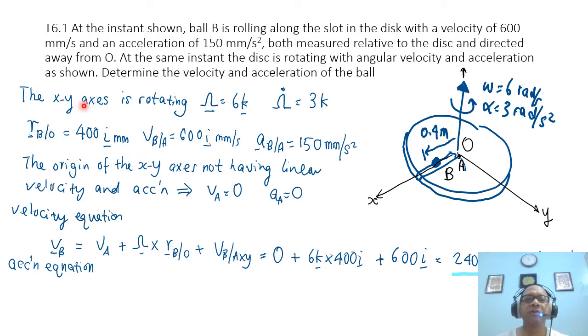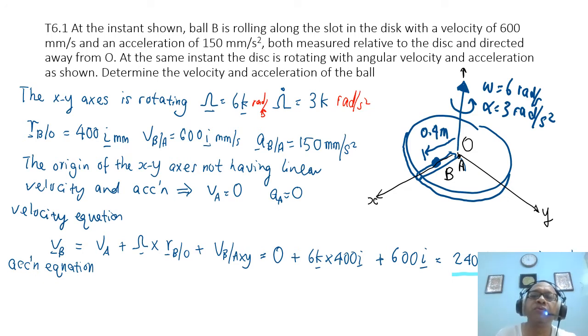So we can see that the XY axis is rotating. So the XY axis is sort of fixed to the disc. It follows the disc. So it is a rotating axis, and the angular velocity is 6k radian per second, and the angular acceleration is 3k radian per second square. Let me write the unit here. Sometimes if I have the space, we can write the unit. So, and then what else do we have?